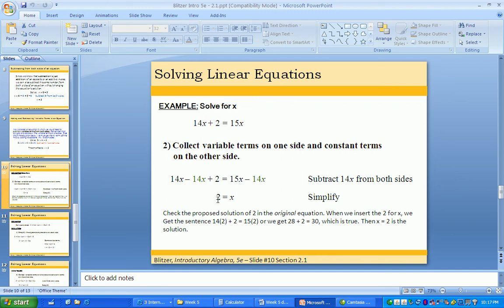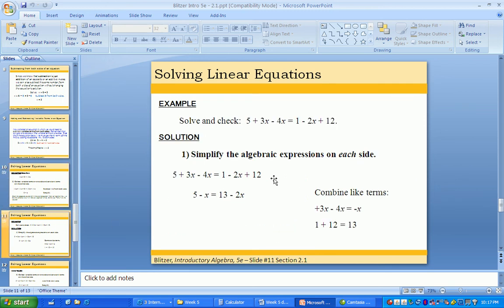So now we're going to go one step further and we're going to solve and check. If we have a long problem like this, the first thing we have to do is reduce. We have to collect like terms. On the left side, if we collect like terms, we're going to have 5 minus x, because 3x minus 4x is equal to minus x. On this side, we have 1 minus 2x plus 12. Here if we collect like terms, we get 13 minus 2x. So we combine like terms, and now we want to move the x's to one side and the constants to the other.